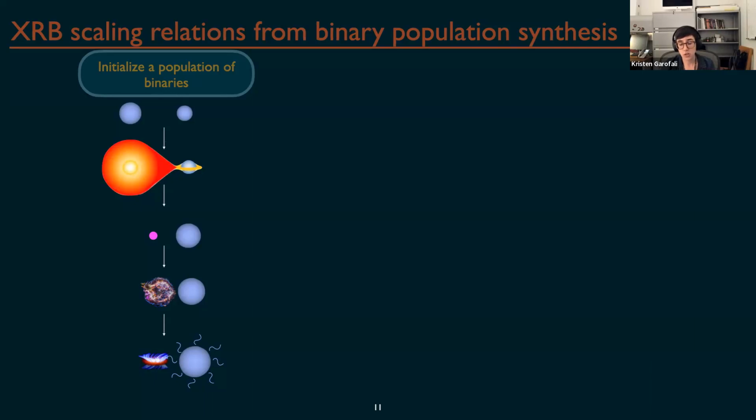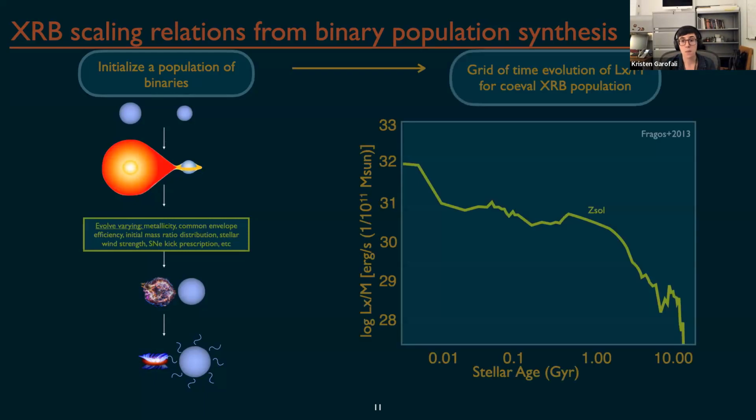So we initialize our population with prescriptions for, say, the binarity fraction, the separations, the initial mass ratio distributions. We evolve them as a function of key properties that we vary, like metallicity, common envelope efficiency, the strength of the stellar wind, and so on. And this gives us a grid as a function of those key properties like metallicity for the time evolution of our specific X-ray luminosity for any coeval X-ray binary population.